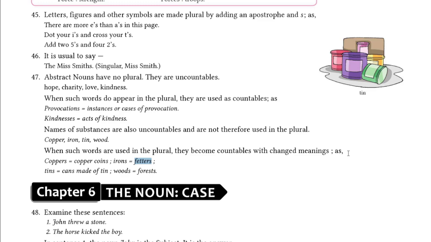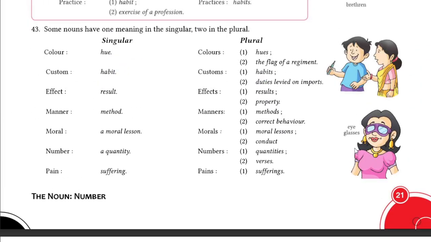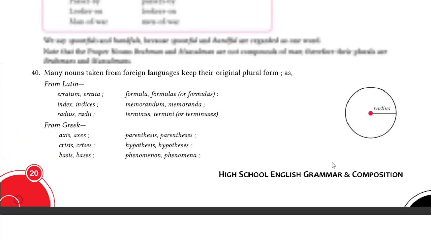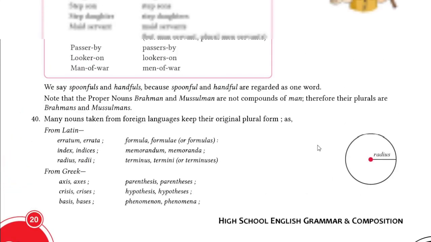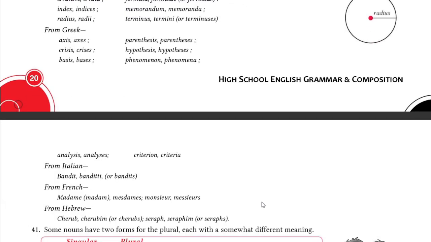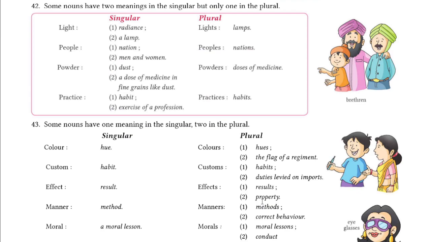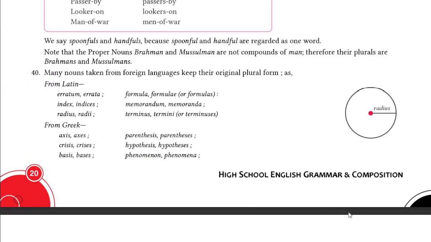So in this slightly prolonged lecture on noun and its classification on the basis of number, we have learned to classify nouns on the basis of number, and then we have seen different ways in which plurals can be formed from the singular nouns.